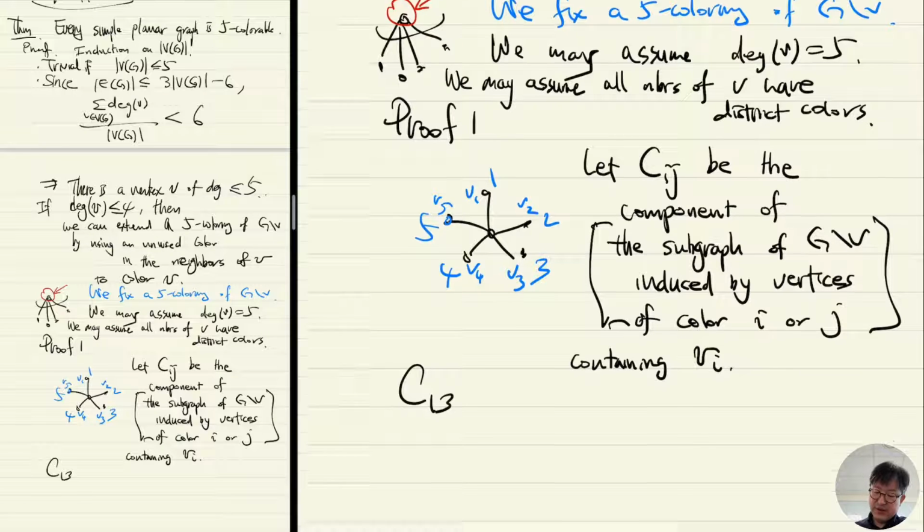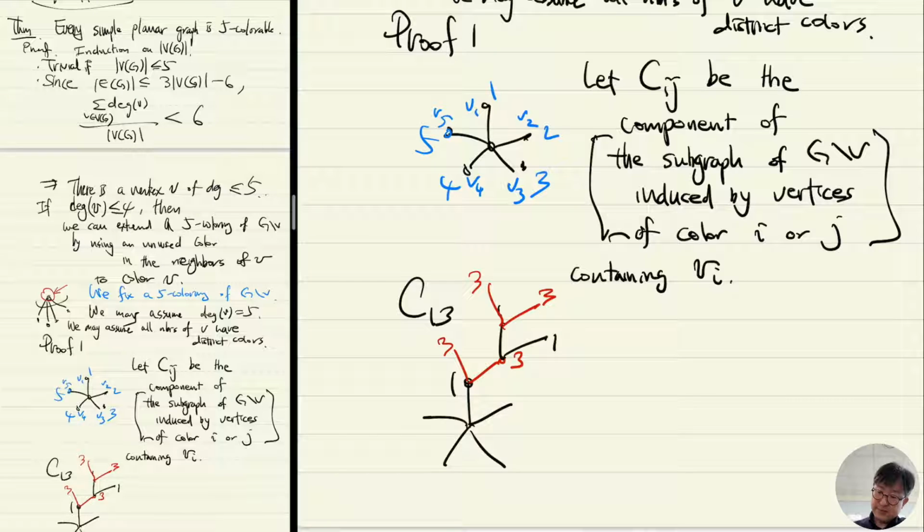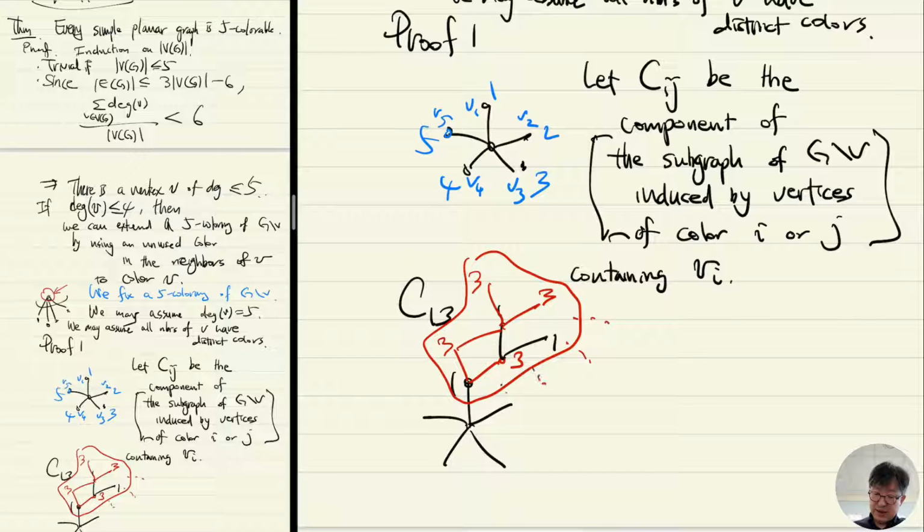So let's look at C13. So I have 1, so this is color 1, and I might have a neighbor which is color 3, and it may have a neighbor color 1, another neighbor color 1, and I might have another color 3 and 3, right? And if that's the component, this is my Cij, meaning that there's no color 1 or 3 in the neighborhood of that.